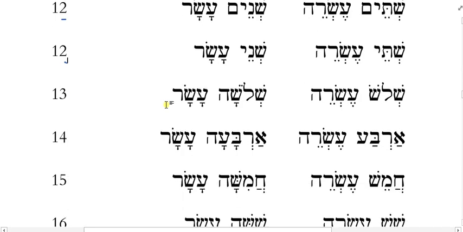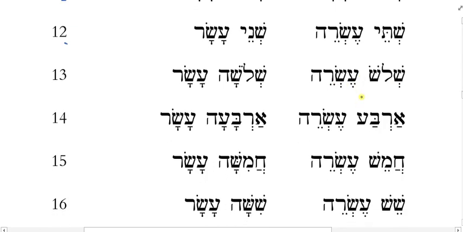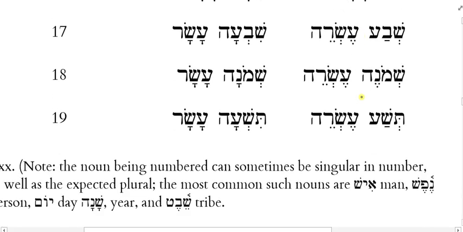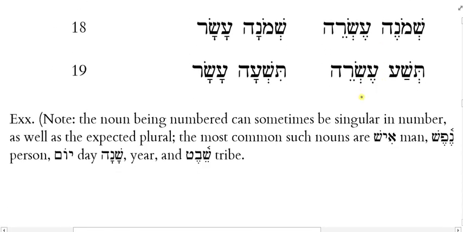Look at what I have. I have Shelosha Asar. Okay, this is my masculine column in the sense that when I have masculine nouns, I'm going to use a feminine form of the 3 with my 10. Okay, so Shelosha Asar, versus if it's a feminine noun, I use the masculine form of the 3 for 13. Shelosh Esrei. Okay, so I'm going to walk through all of these. Just want you to see how it works. And we'll look at some examples here, okay?